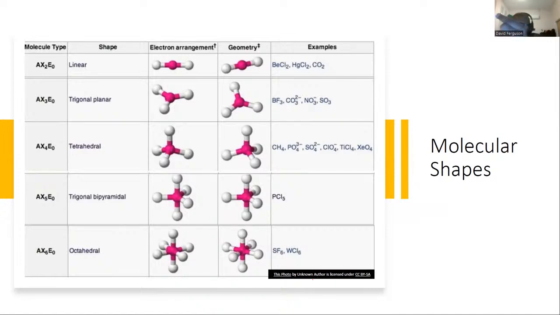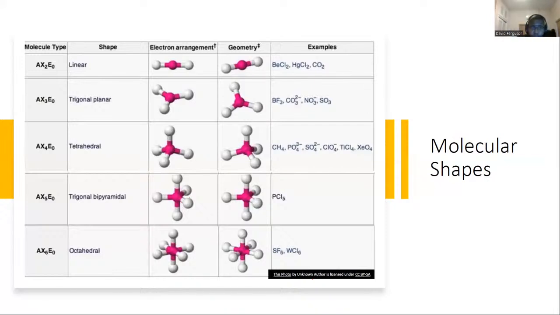So linear: beryllium chloride. This is a classic example of a linear molecule. I'm using a model kit. If you can't afford a modeling kit, you can use gumdrops and toothpicks, with toothpicks as the bonds and gumdrops as the different atoms. But I'm using a modeling kit for this lecture video. We can also use this shape to describe carbon dioxide. However, in carbon dioxide, you have double bonds.